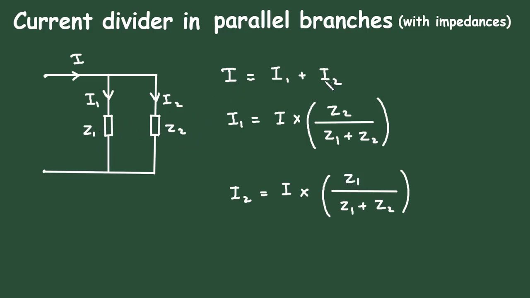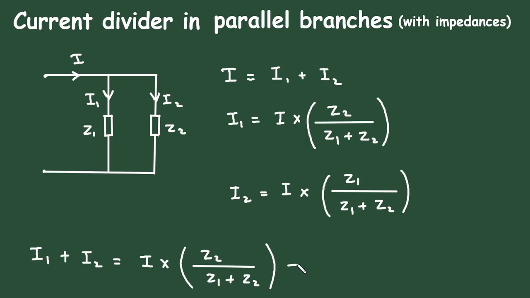We can verify our answer. If we add I1 plus I2, then I1 plus I2 is equal to this I into Z2 divided by Z1 plus Z2, then plus I into Z1 divided by Z1 plus Z2.